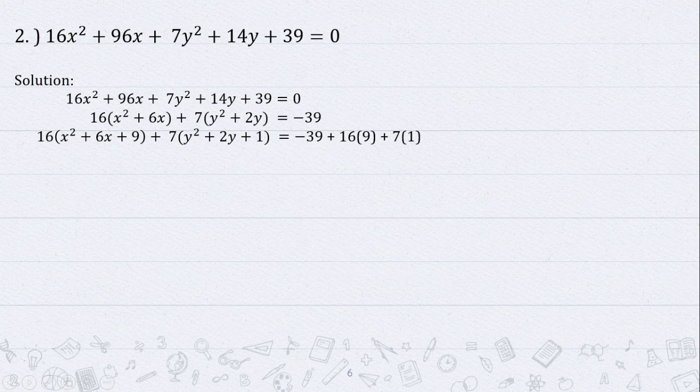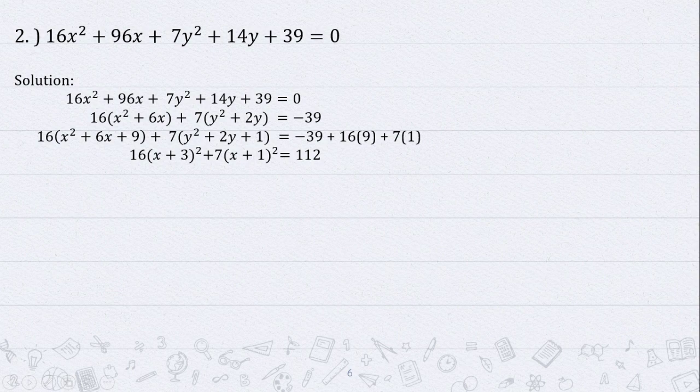For our second term, we added here 1. Again, that is because of our middle term 2. 2 divided by 2 is equal to 1. 1 squared is equal to 1. We have also added 1 on the right side, multiplying it by 7 because there is 7 on the left side. We now have the following squared binomials.